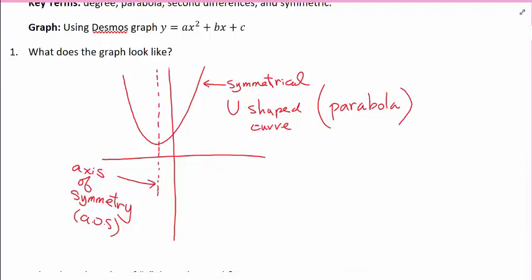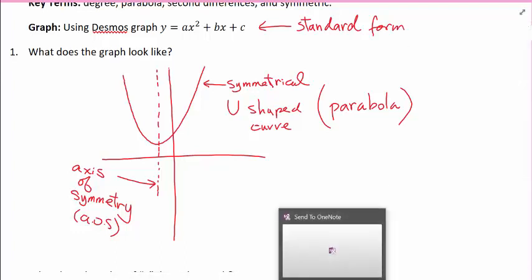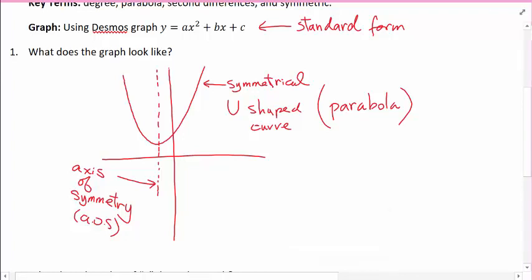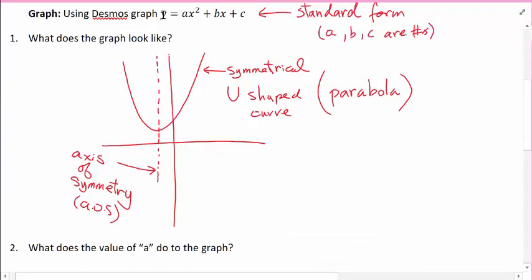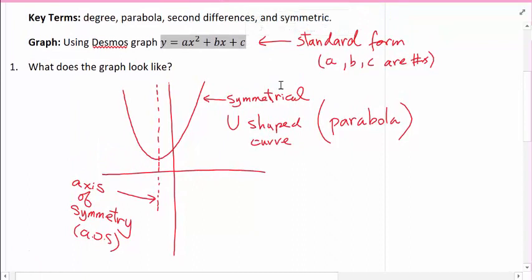Is that okay? Now, if we remember from grade 9, we had the y equals mx plus b form, right? And then we had the ax plus by and so on. There are different forms of quadratic relations. This one here we just call standard form. So this is a quadratic relation in standard form.